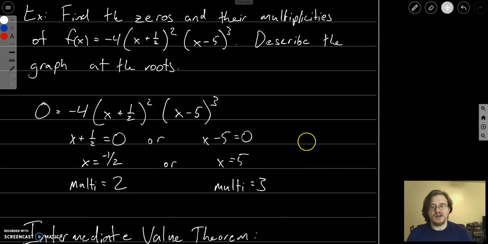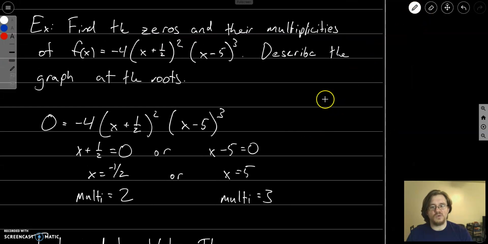So if I were to do a rough sketch of what I think will happen at these points, so at -1/2, since the multiplicity is even, I know that the graph is going to either come down, touch the x-axis, and come back up, or the graph will come up, touch the x-axis, and come back down. I don't know whether it's coming down or going up, but I do know that the graph is going to touch it and turn around.